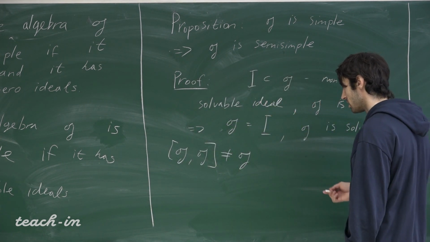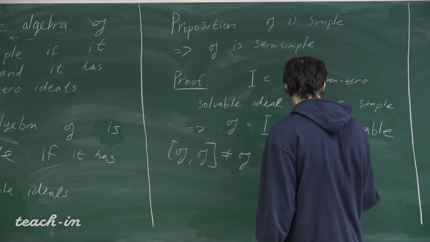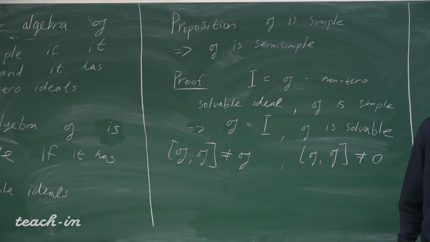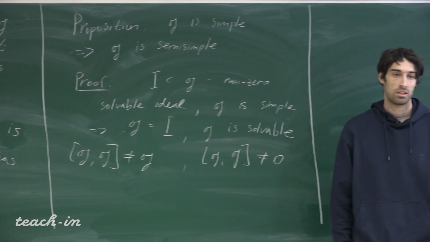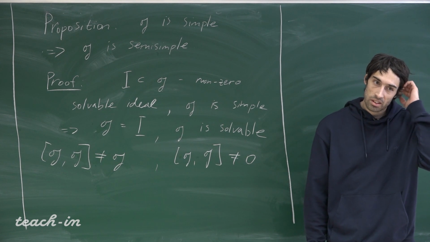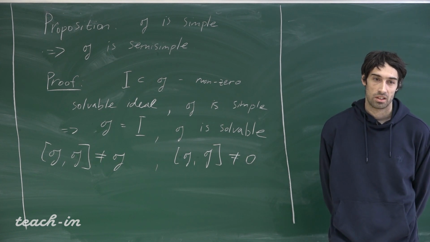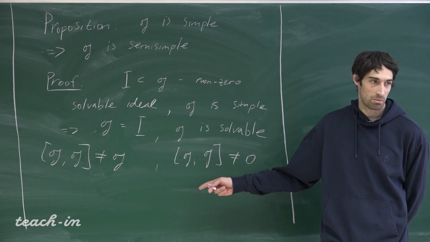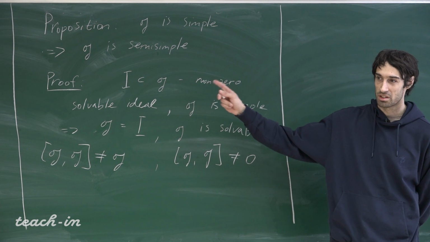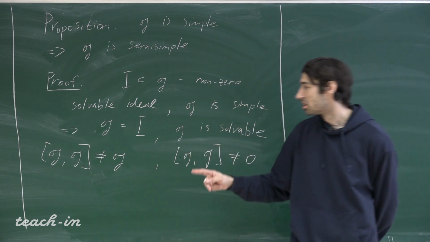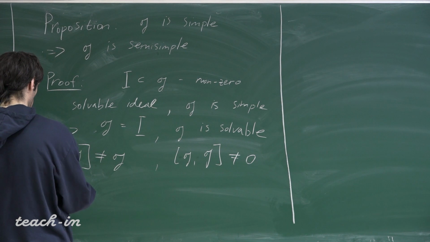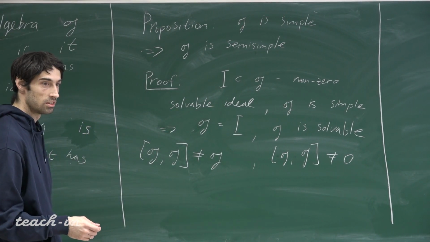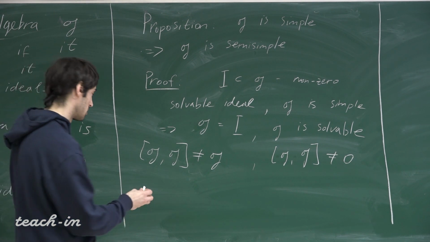But on the other hand, the commutant of G is not zero, right? Why? If a commutant is zero, it's abelian. But we agreed that simple is not abelian. So therefore, this is a proper non-zero ideal. And this is a contradiction, right?